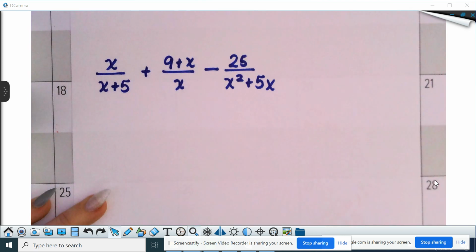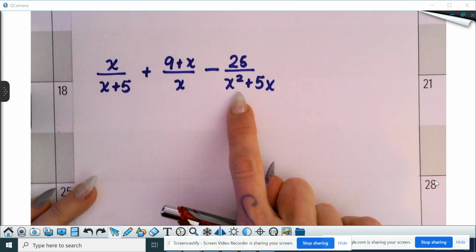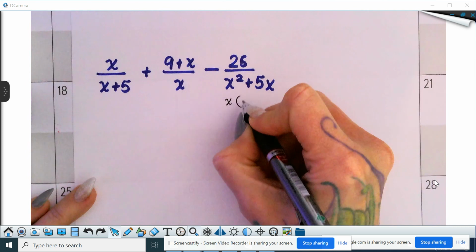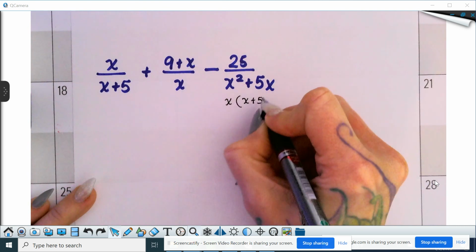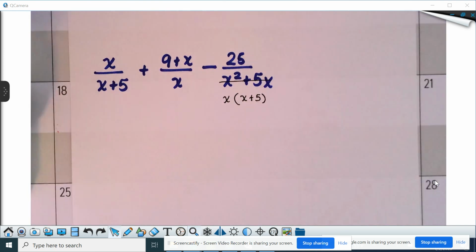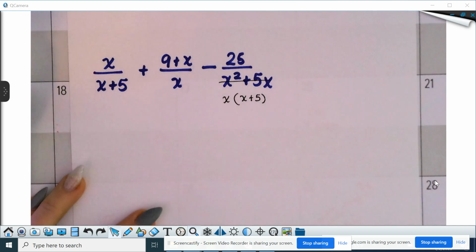So you want to check the bottom and make sure everything's factored first. This does have a GCF of x, so you definitely want to factor it. Now, what I've done in the past, every time you add or subtract a fraction, you have to have a common denominator. And you would like it to be the least common multiple common denominator.